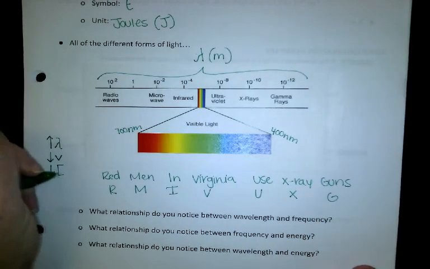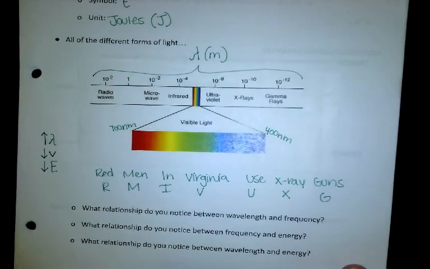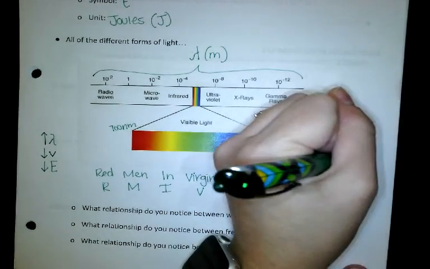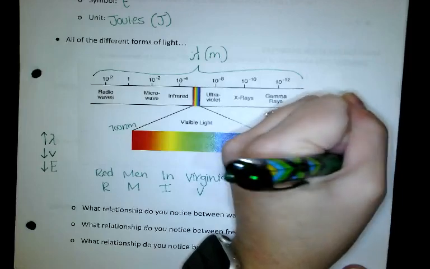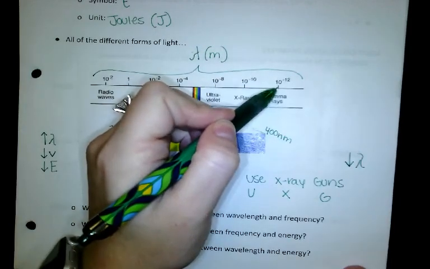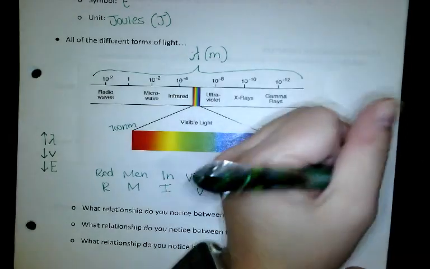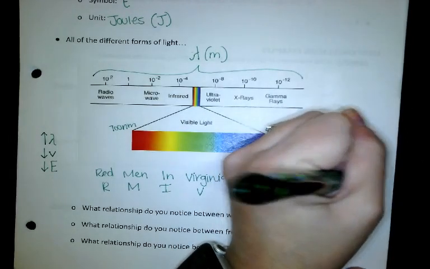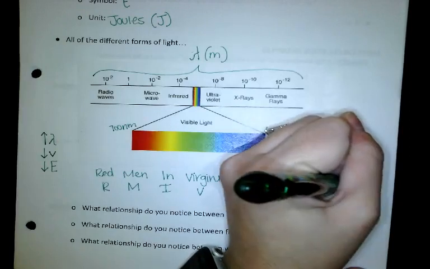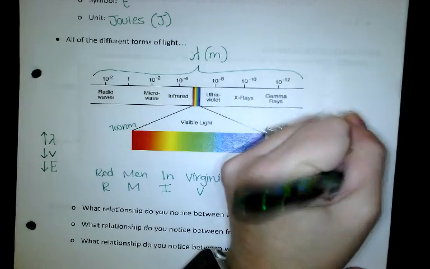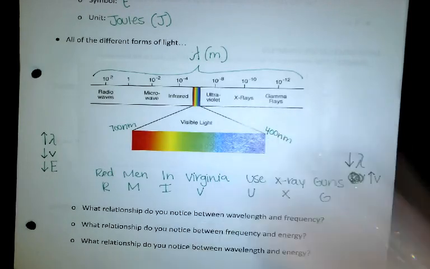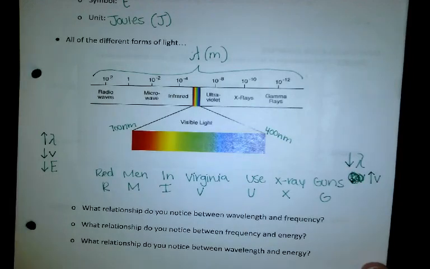Now, on the gamma radiation side, we have a very small wavelength. That wavelength is 10 to the negative 12 meters. That's a very small wavelength, which means we're not going to have a low frequency, we're going to have a very high frequency. Smaller wavelength, higher frequency means higher energy.